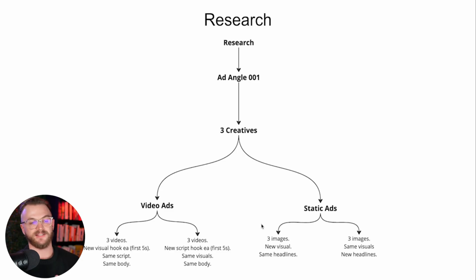Okay, and then static, kind of the same idea there. We have 3 images in each. One variation that we can test for an ad angle is 3 images with a new visual, same headline, which I'm going to show you an example of later, or we have 3 images with the same visual, but a new headline in that static ad. And that's 3 different ways you can take the same ad creative and tweak it slightly. All of a sudden you have 3 new variations of that.